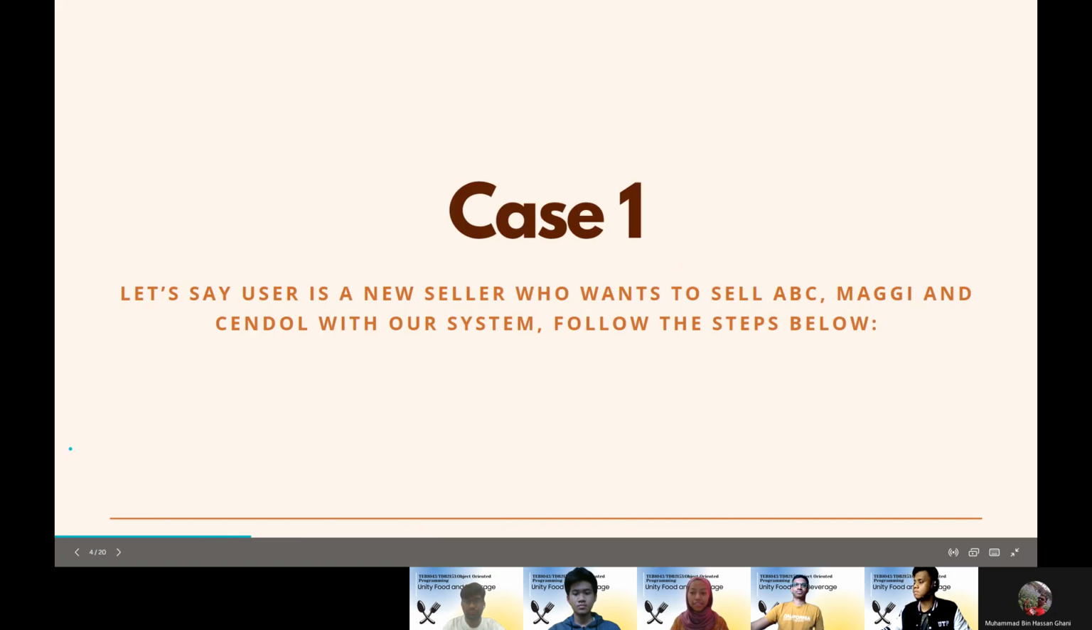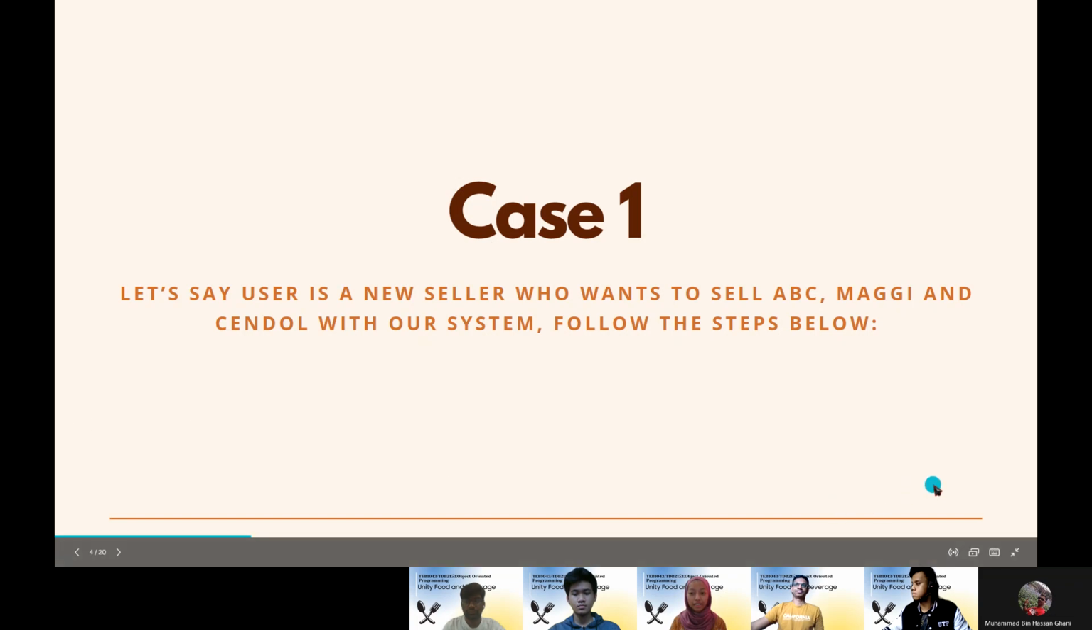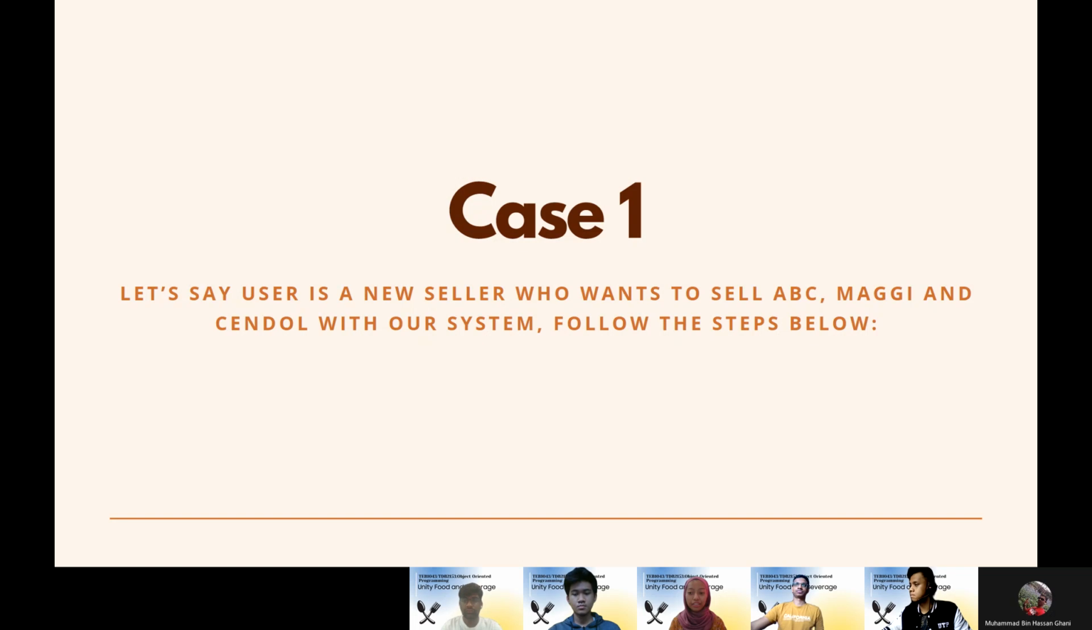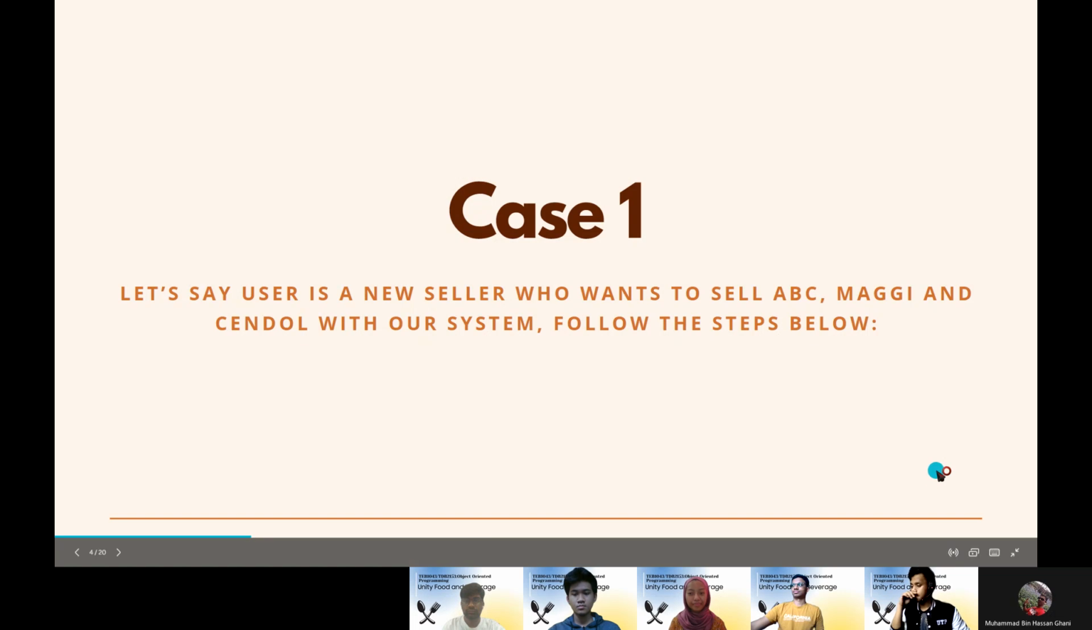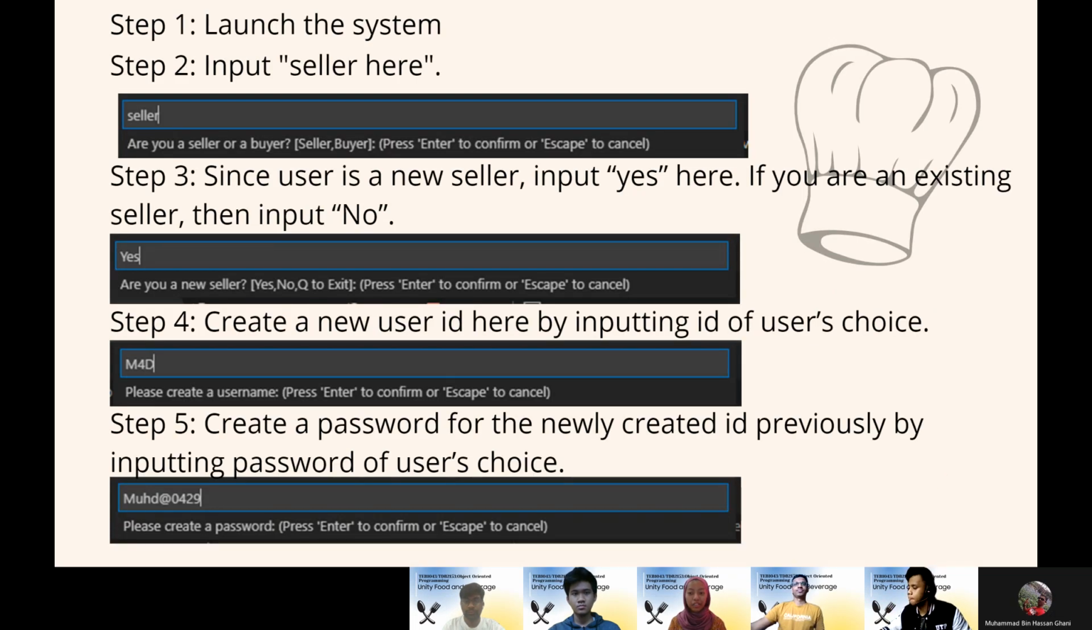I would like to go over the system that we developed in detail using the example that is illustrated on this slide. Supposedly, the user is now a vendor who wants to use our system to sell ABC, Maggi, and Cendol. The first step for the user is to launch a system. After the system has been launched, it will prompt the user to choose whether he is a seller or a buyer, where the user has to input seller.